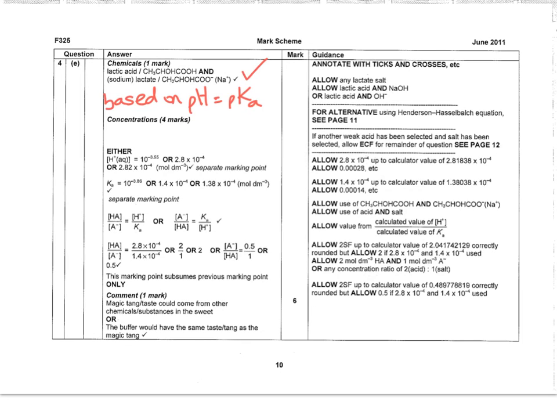Now we got 2.82 times 10 to the minus 4, and we also got 1.38 times 10 to the minus 4, both giving moles per decimeter cubed. The one we happened to use in the next marking point was this one, so we got that mark, and we got this one here. So we said that the Magic Tang could come from other chemicals, and I put down that the buffer might have the same taste. Either one of those is fine. So that gives us the full marks there.